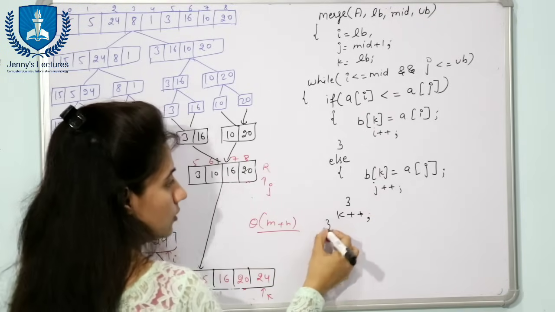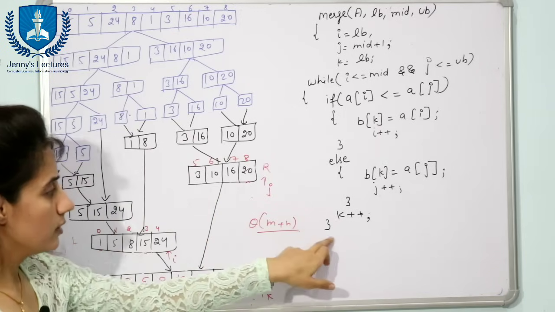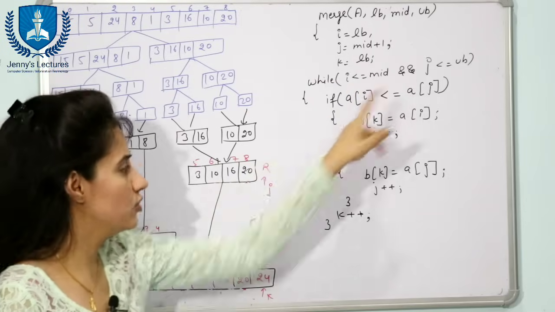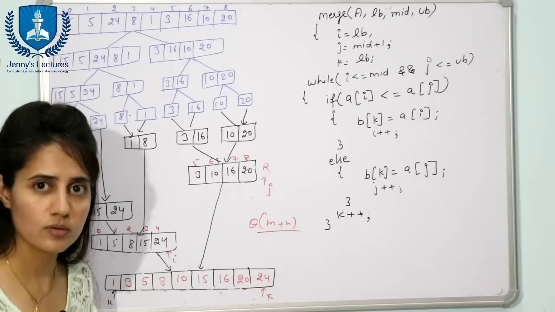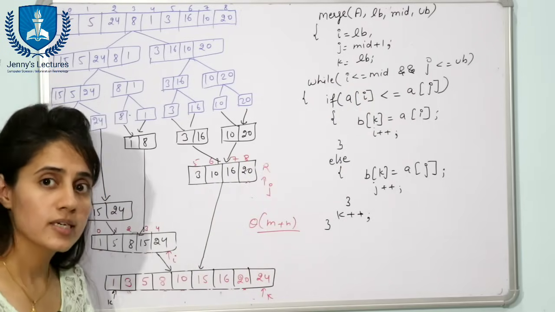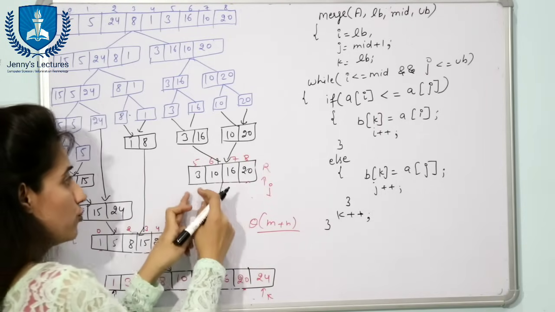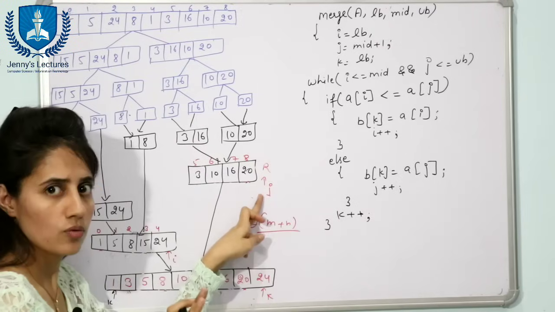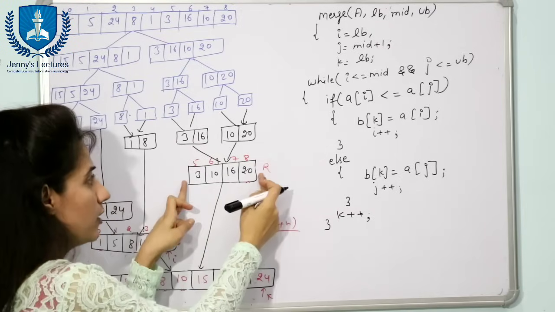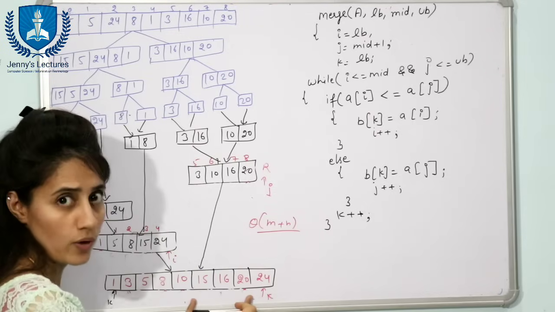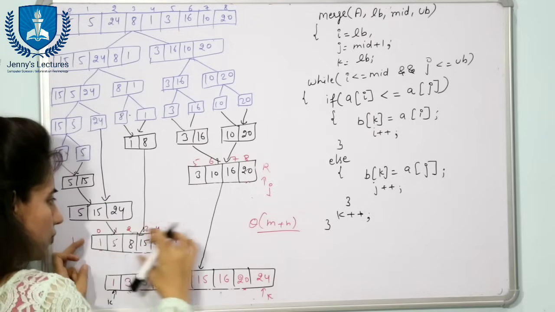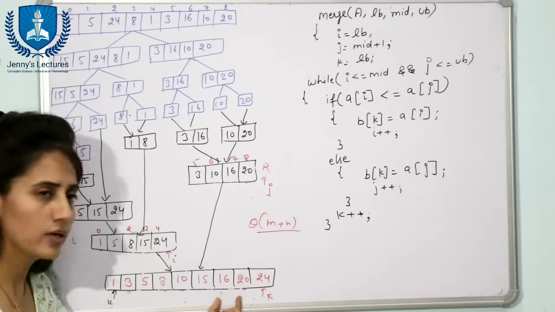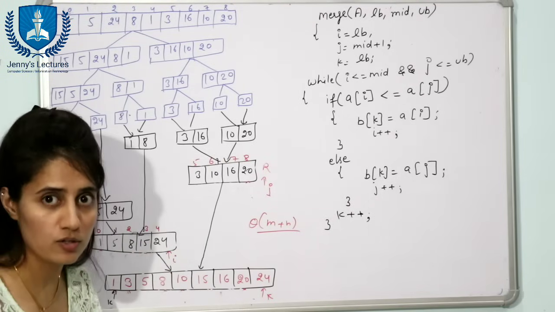Fine. So this procedure is going to repeat until we have i less than equal to mid and j less than equal to upper bound. Now next condition is what? Suppose we have reached j greater than upper bound. Now we have already put all the elements of this sublist into this one, but still some elements of this sublist are remaining. Then you simply put all these elements here only. So you have to check that condition also.